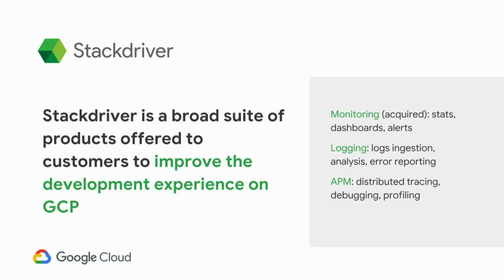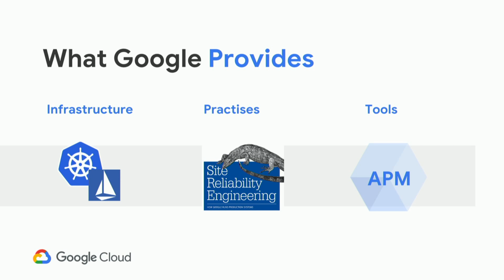What I'm talking about is Stackdriver APM. So this is our suite of developer-focused tools. It includes distributed tracing, production debugging, and continuous profiling, all of which we use at Google every day.